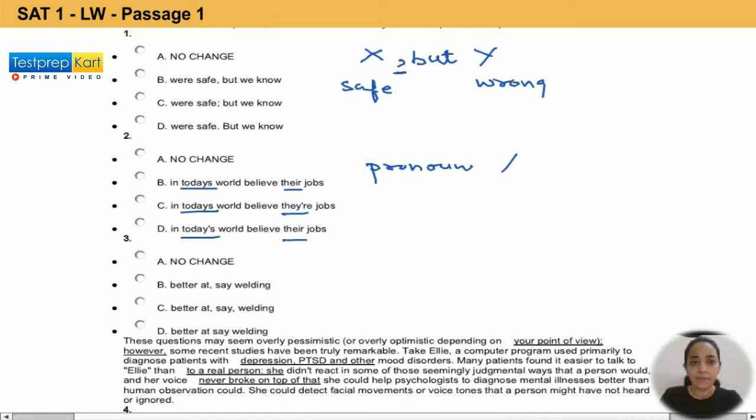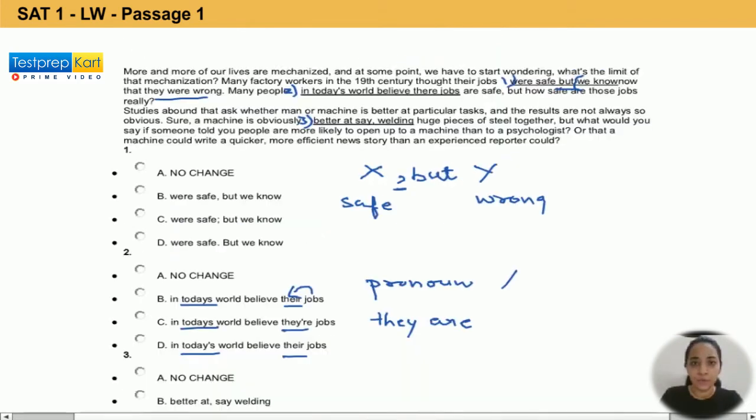Then we are saying world believes their jobs. That means jobs that belong to these people, right? The jobs which belong to these people. Whereas here we have they're. They're is just a compact form of they are, right? Same thing here.